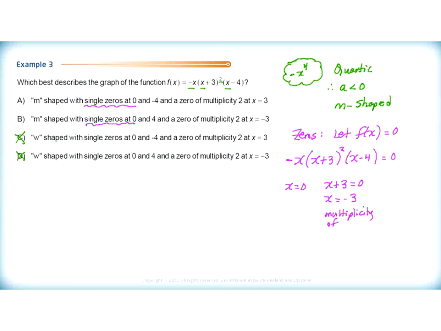A multiplicity of 2. So in this case here, you have a third root when x equals 0, and that's when x is equal to 4. So that root occurs with a multiplicity of 1. So you have single roots there at 0 and 4 as opposed to negative 4. And the multiplicity of 2 occurs when x is equal to a negative 3, not when x is equal to 3. So the correct answer for this multiple choice item occurs at B.